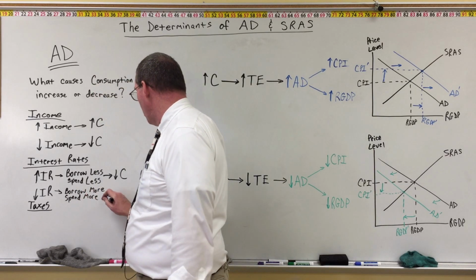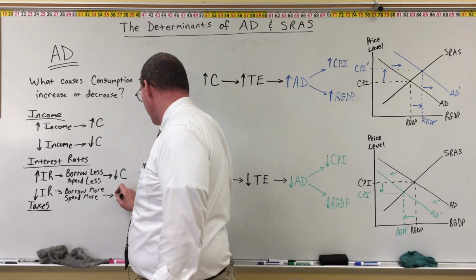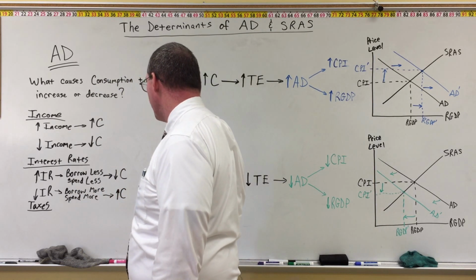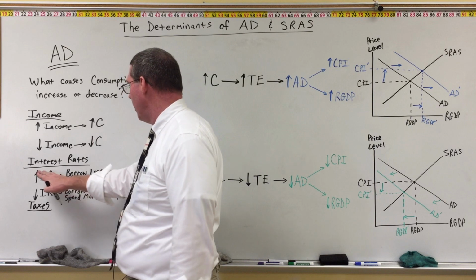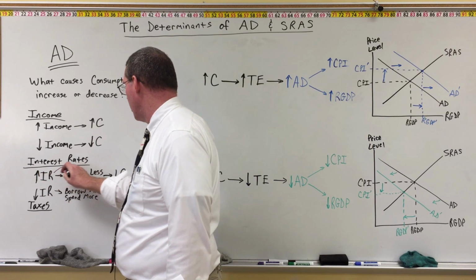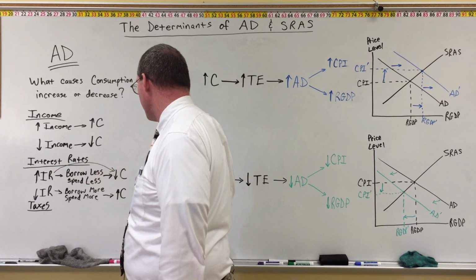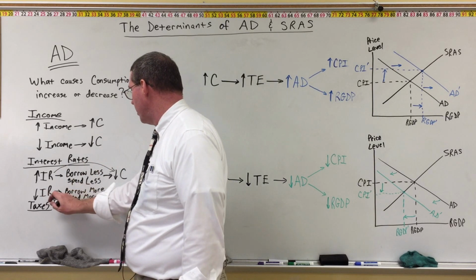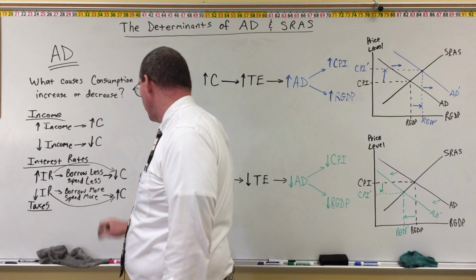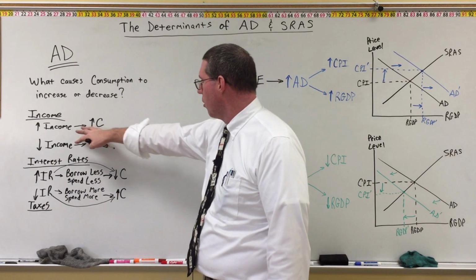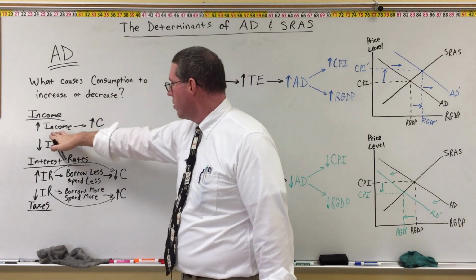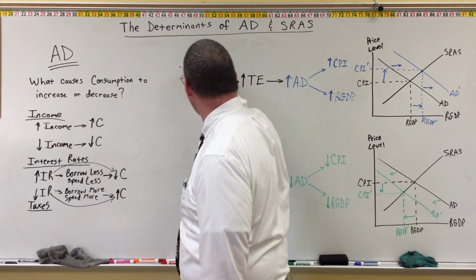And when they spend more, that means an increase in consumption. And so we can now take a shortcut and simply say that an increase in interest rates leads to a decrease in consumption, and a decrease in interest rates leads to an increase in consumption. I'm going to go ahead and put these things over here. We'll start with income. So an increase in income leads to an increase in consumption.